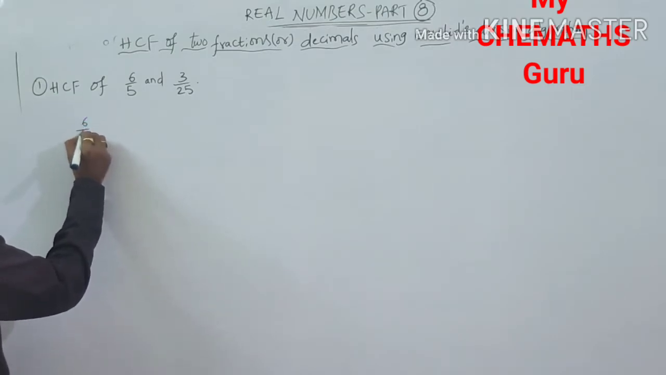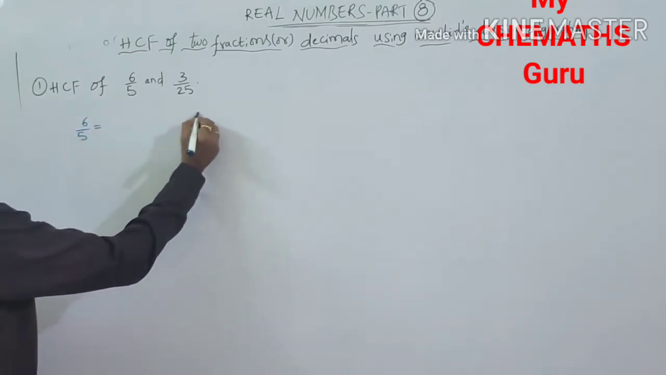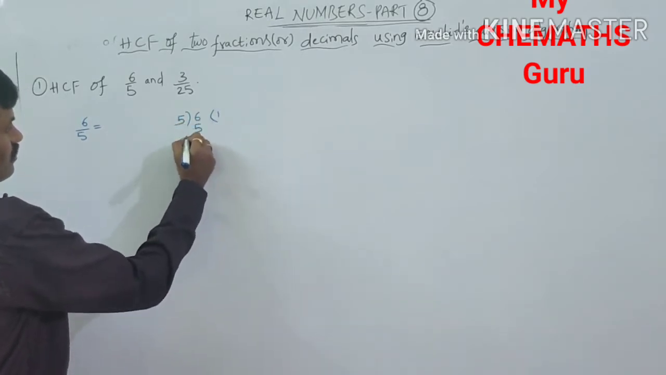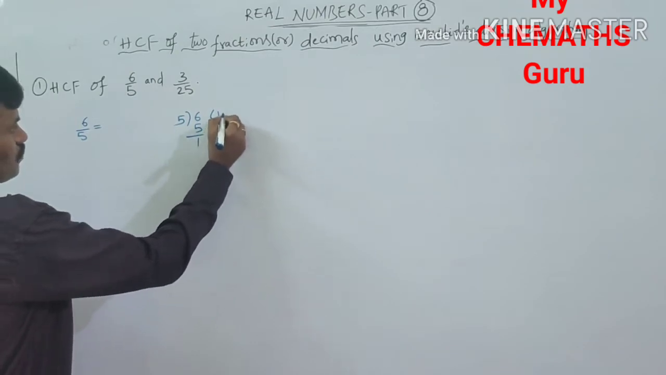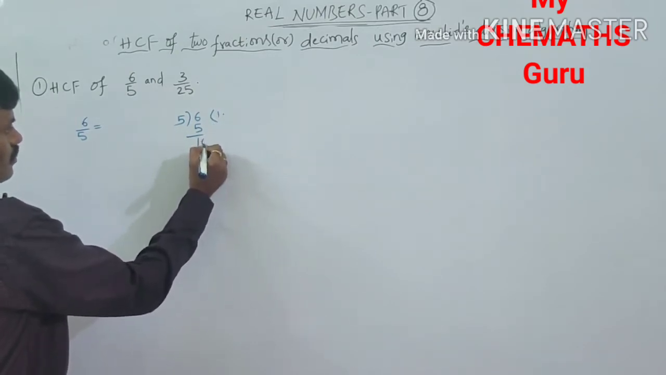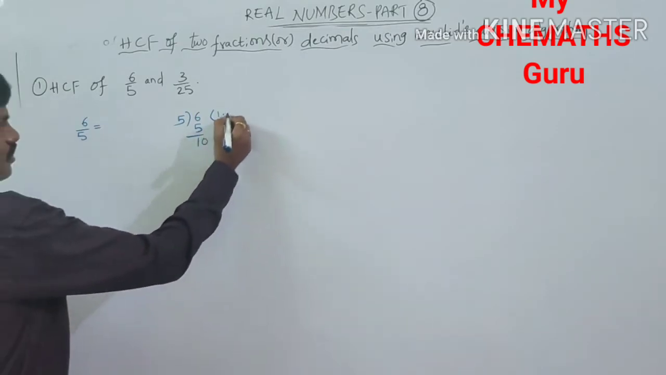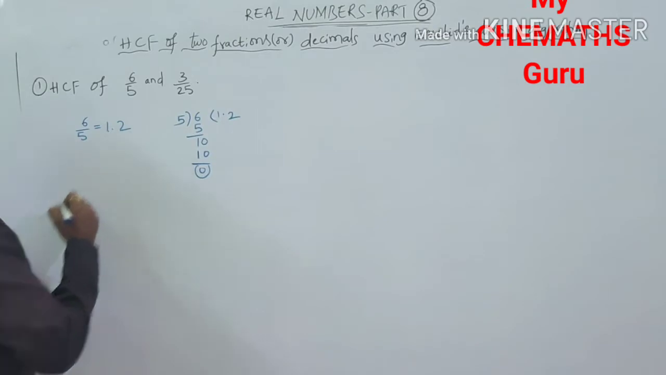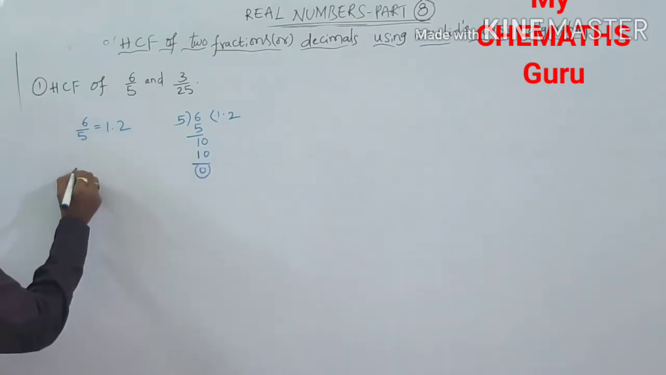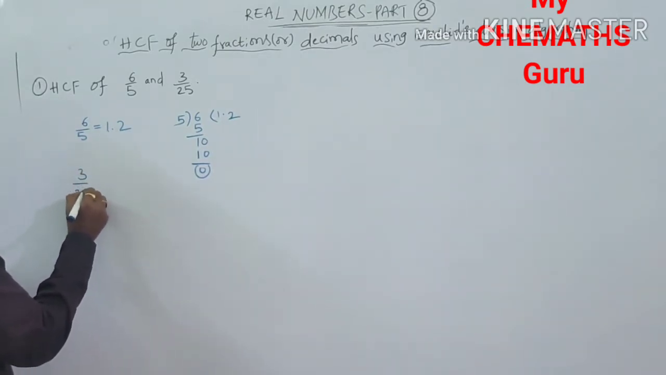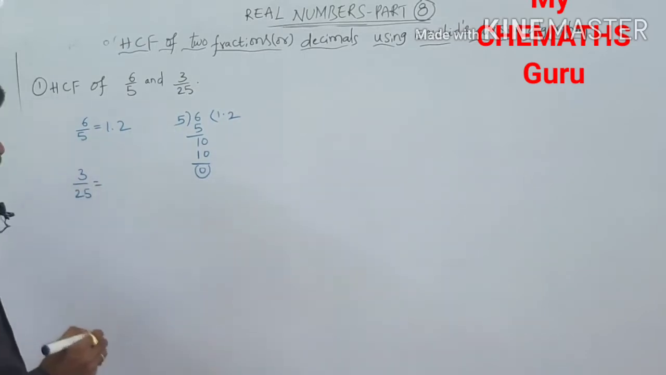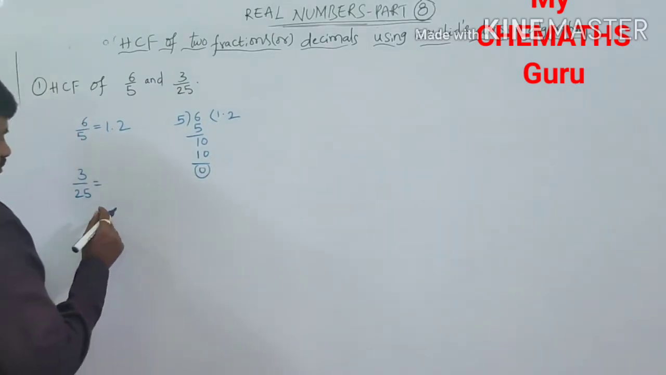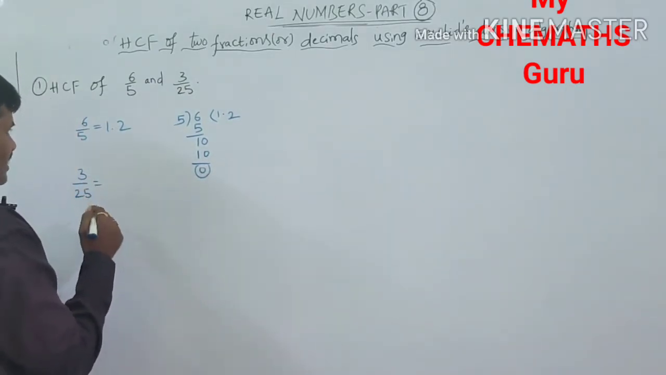See, 6 by 5, this can be written as 6 divided by 5. 5 1s are 5, remainder is 1, put a decimal point here, keep 0, now 5 2s are 10, remainder is 0, then 6 by 5 can be written as 1.2. Similarly the second fraction is 3 by 25. How to write 3 by 25 in decimals? Same, division, or we can make it into like fractions.